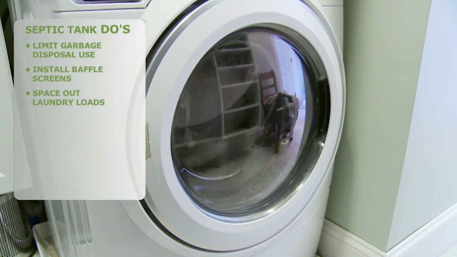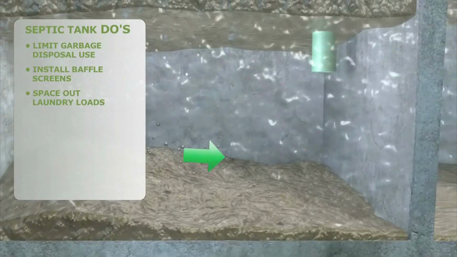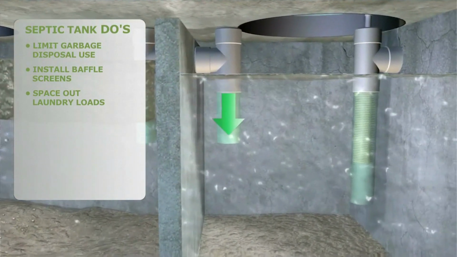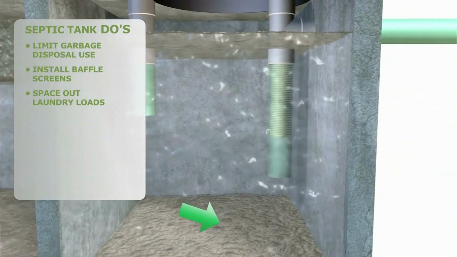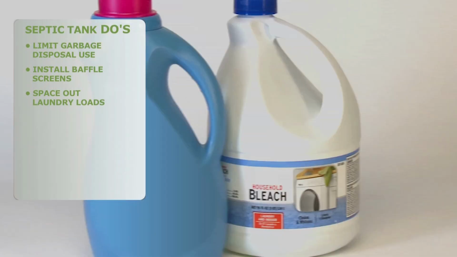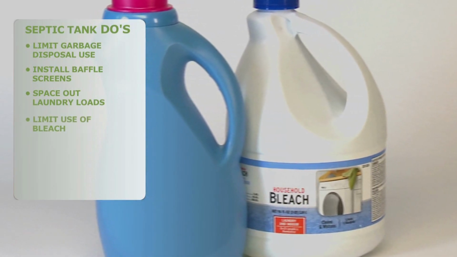Doing your laundry has a big impact on your septic system as well. Space out your laundry loads to allow your septic tank to settle properly. If water flows too rapidly through the septic tank, solid material will not separate and could move on to more sensitive parts of the system. Limit the use of bleach. Bleach kills the helpful microbes which treat the wastewater.